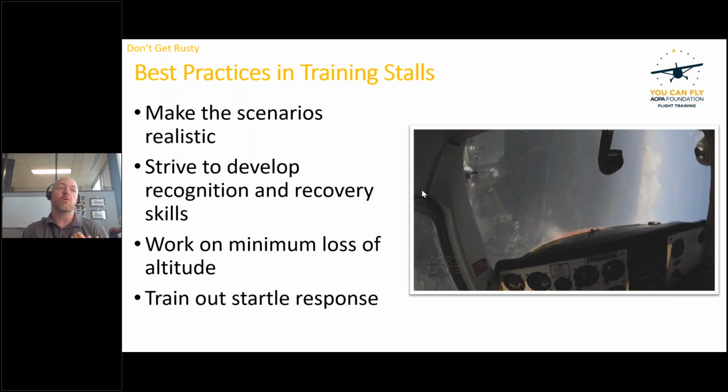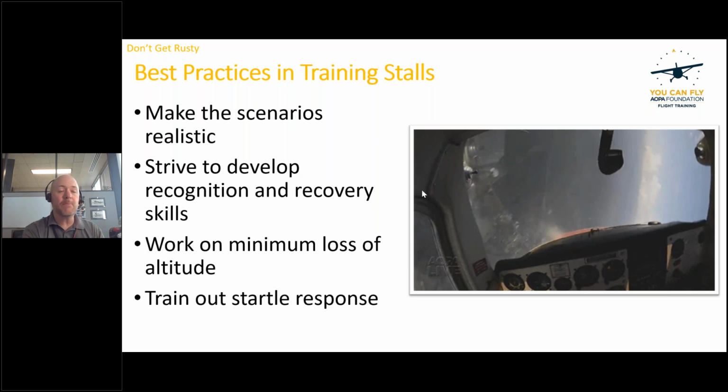So really what you want to learn is not so much how do I make the thing stall, but how do I recognize it, how do I avoid it, and if it were to happen, how do I recover safely from it? That's what your real goal is in all this. It's not so I can perform stalls, it's more about that recognition and recovery part.